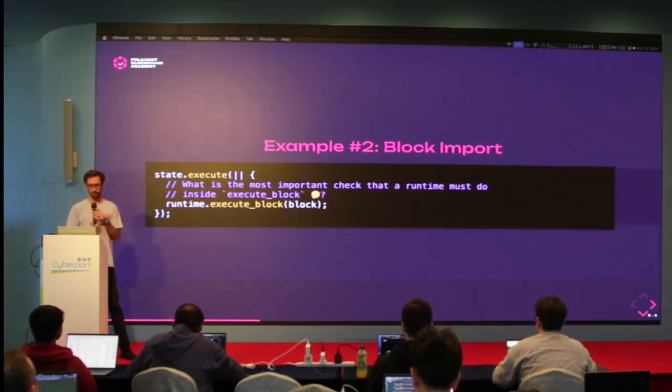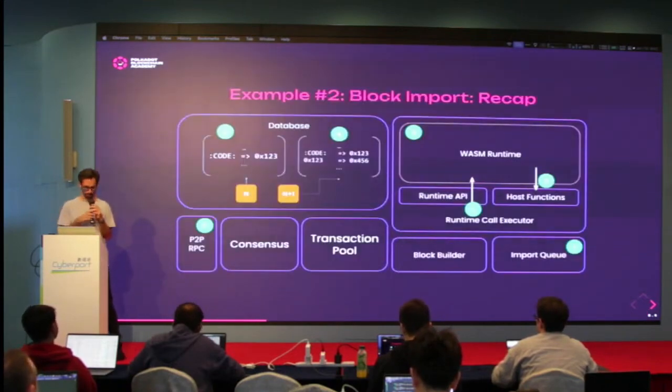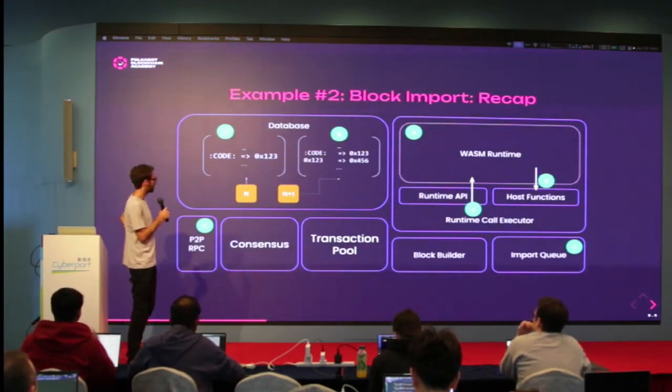I wanted to ask at this point, what's the most important thing that execute block does internally? And the answer is checking state root and extrinsic root. And here's a visual recap of everything we learned. So let's see how it goes.